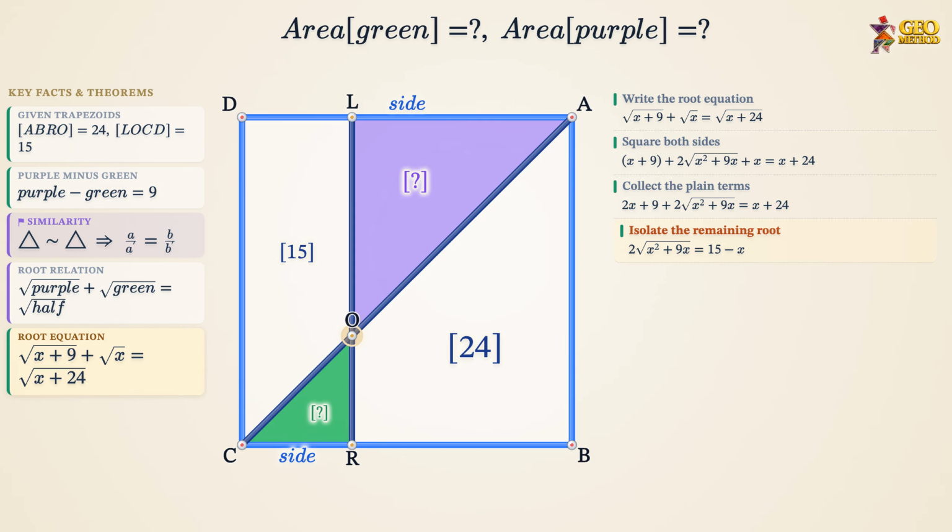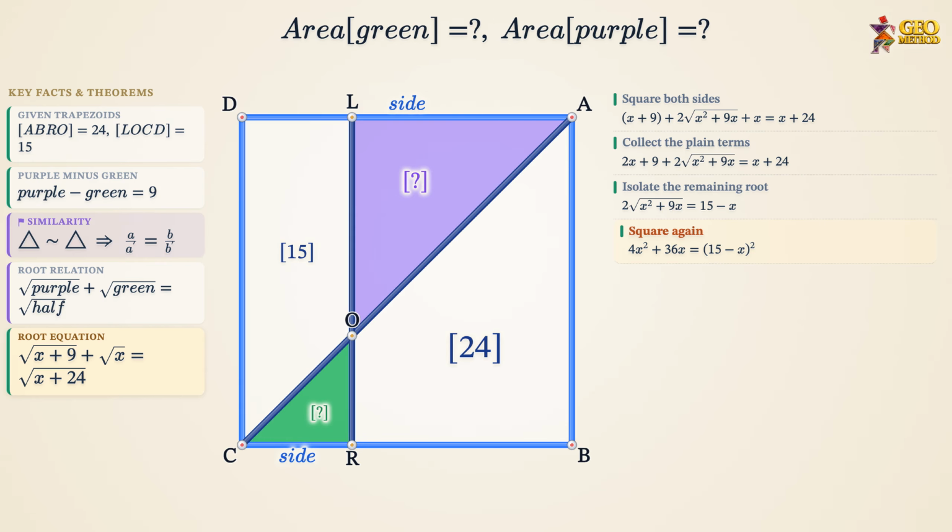Subtract 2x plus 9 from both sides. On the right, x plus 24 minus 2x minus 9 leaves 15 minus x. So, twice the root of x squared plus 9x equals 15 minus x, with the root now standing alone.